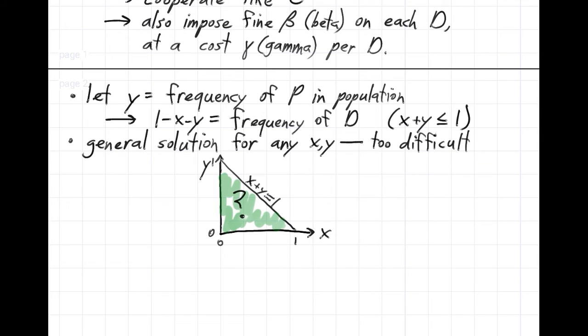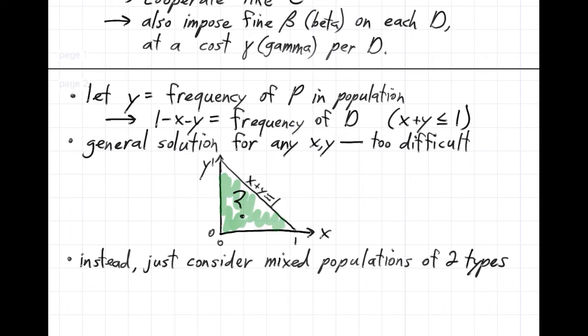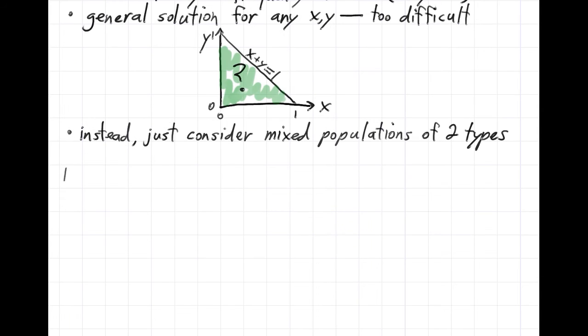So instead, we're going to cheat a little bit. We're just going to consider mixed populations of 2 types at a time, and then we're going to infer something about the whole population and the general result from all possible pairs. We're going to call this technique Pairwise Invasion, and we'll start by looking at defectors versus cooperators.